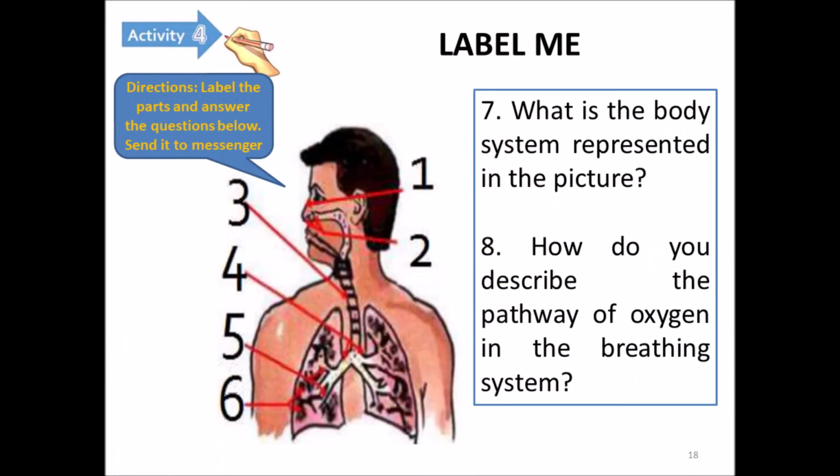Activity number 4. Directions: Label the parts and answer the questions below, and kindly send your answer to Messenger. Label Me. Question number 7. What is the body system represented in the picture? Number 8. How do you describe the pathway of oxygen in the breathing system?